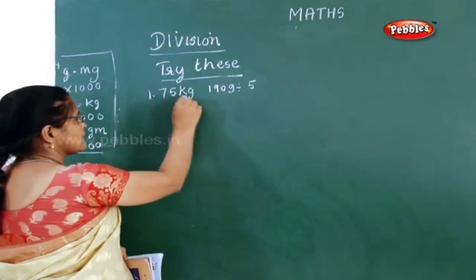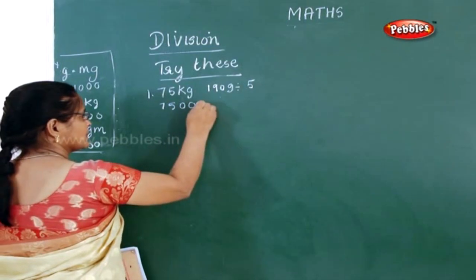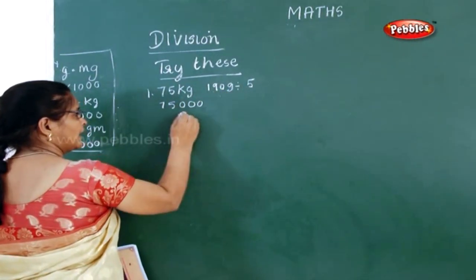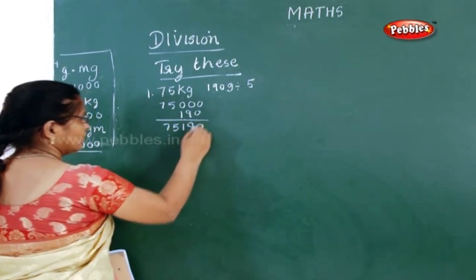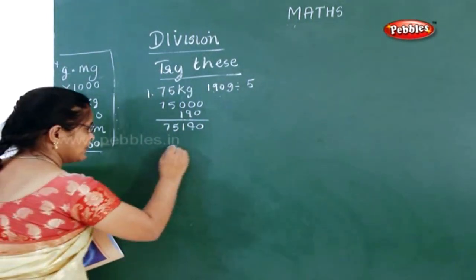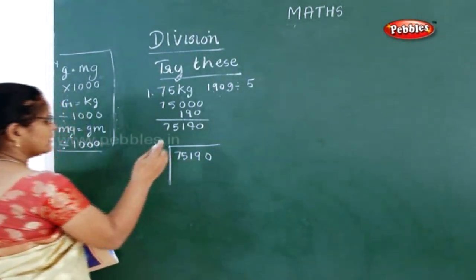So how will you convert this kg into gram? I told you, you have to multiply with 1000. Then you have to add 190. So you get 75190. Is it clear? Now this 75190 you are dividing by 5.